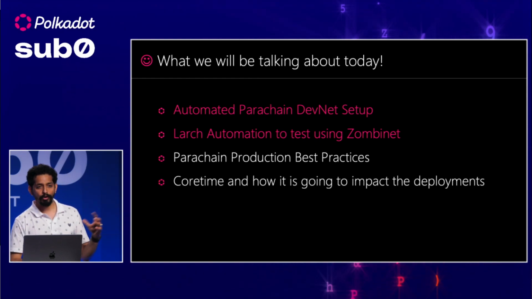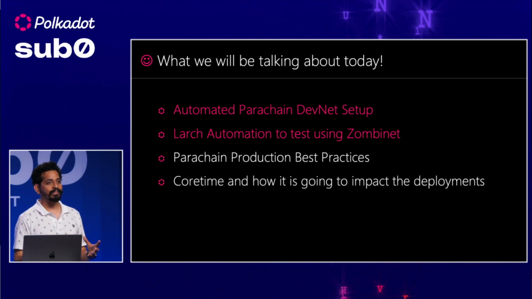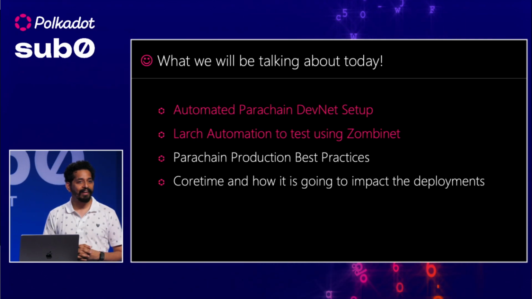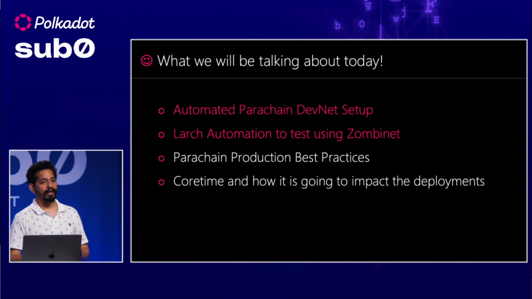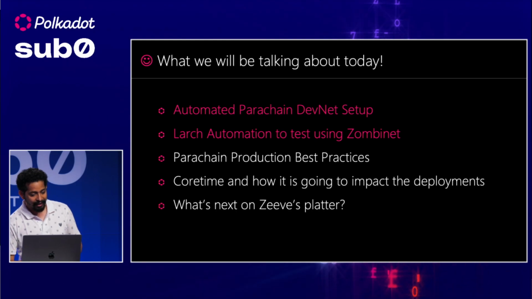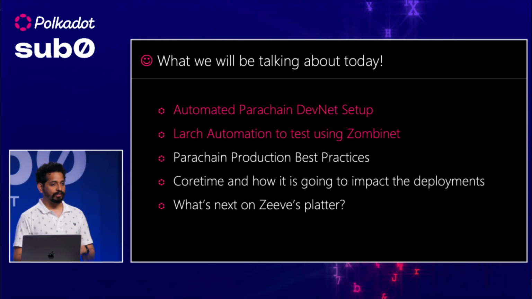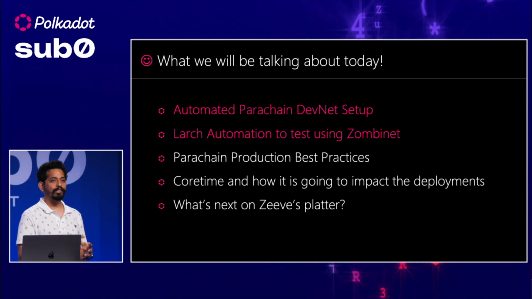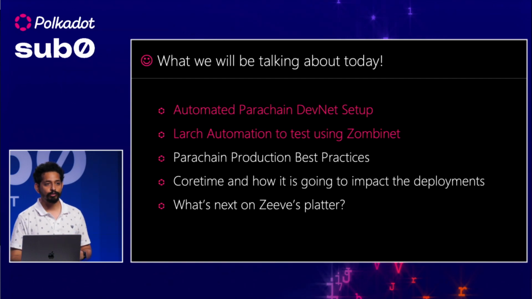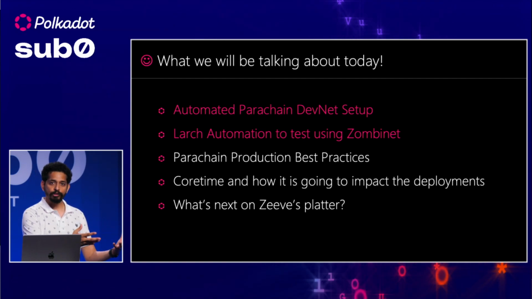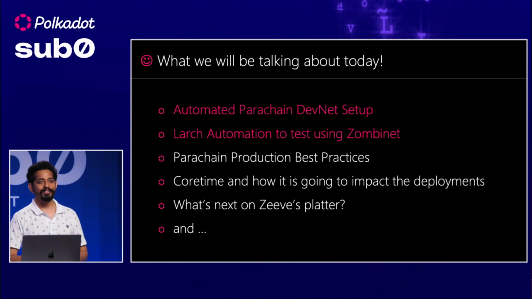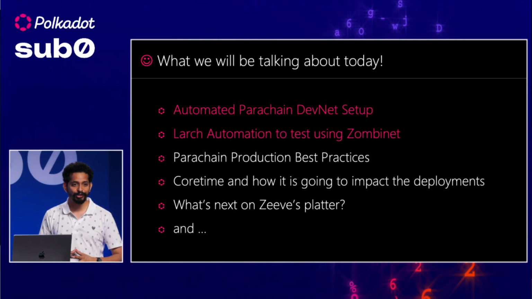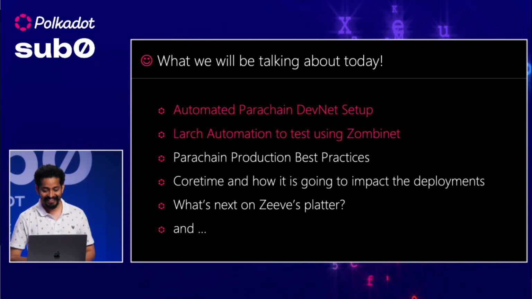And then we'll talk about core time. It's coming up. Everybody's so excited. It was announced recently, and we'll talk about how it impacts your parachains going ahead. Then what Zeeve is going to offer in the next releases, beyond what it offers as of today. So we'll talk about what it offers today and what we are bringing next, and some more bits. Of course, it's a 50-minute workshop, so we'll talk about many other things here.